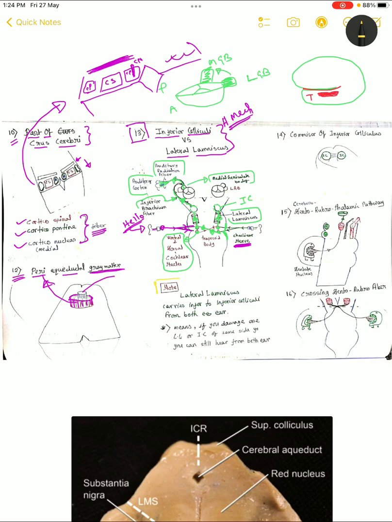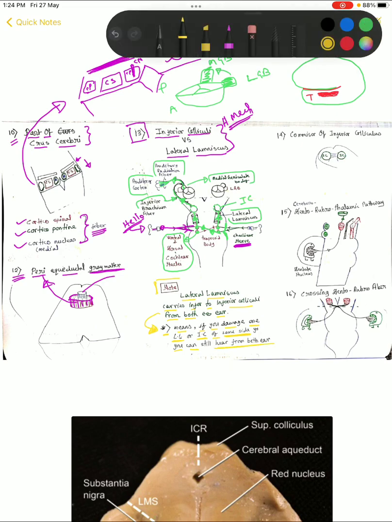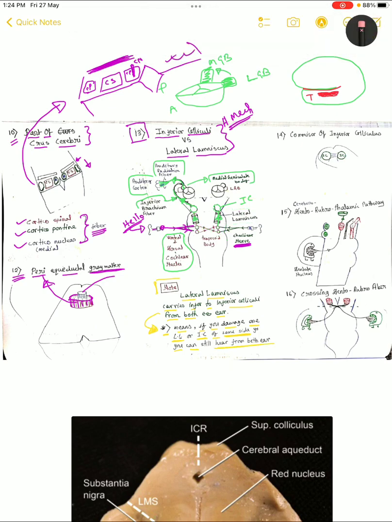Now come here. In the note, you see it's written here, lateral lemniscus carries information to inferior colliculus from both ears. What is the significance here? Significance is written down here. It means if you damage one lateral lemniscus or inferior colliculus of the same side, it has to be the same side, you can still hear from both ears. If you didn't understand this, it's okay. I will just draw for you to make it easy.